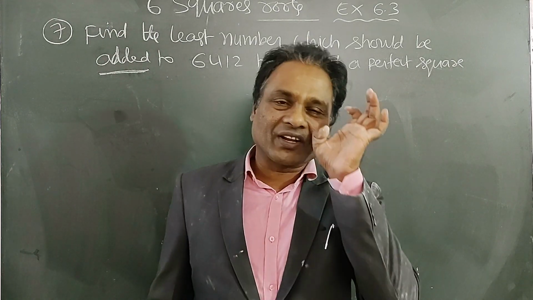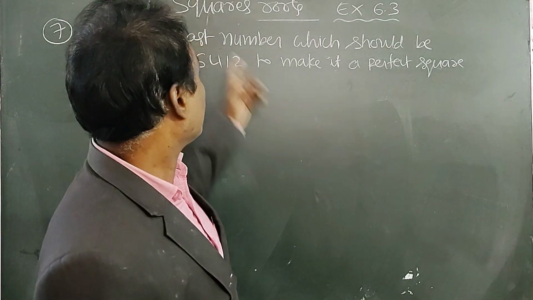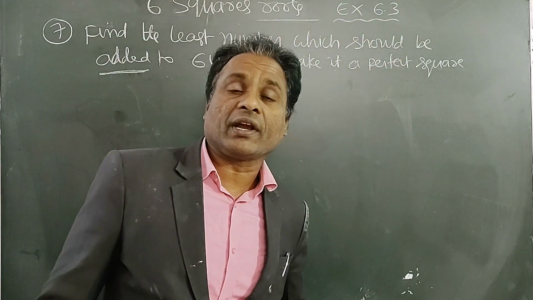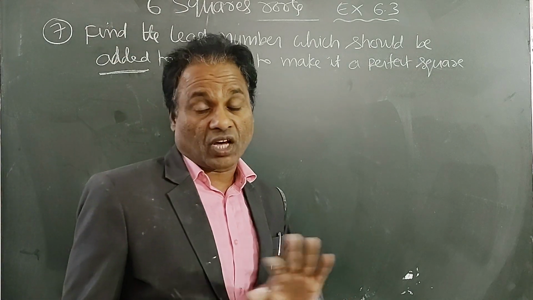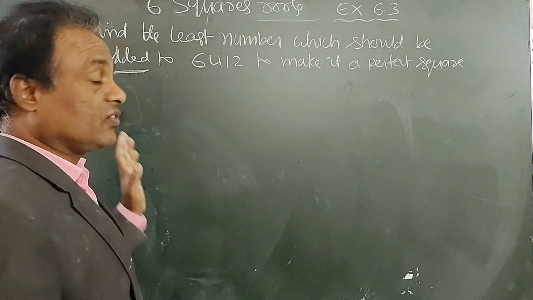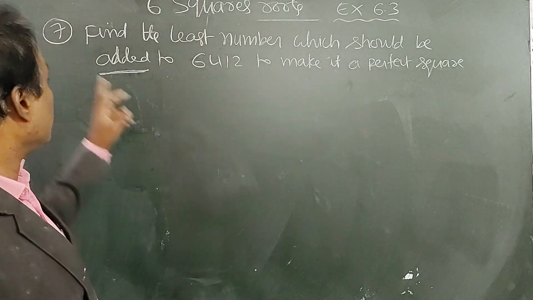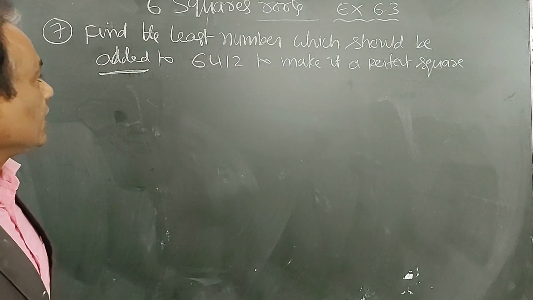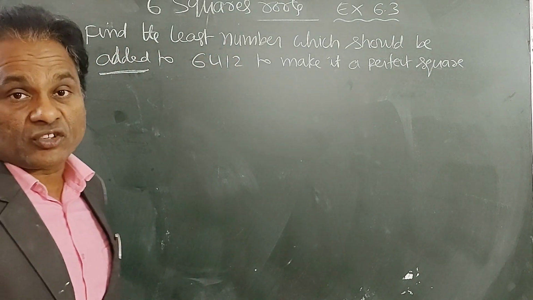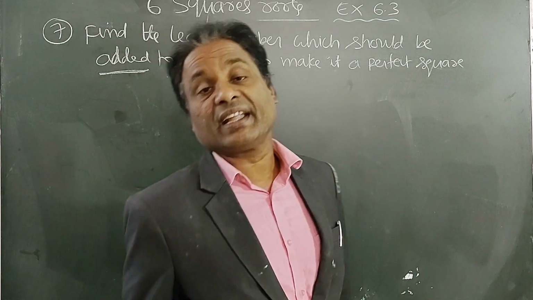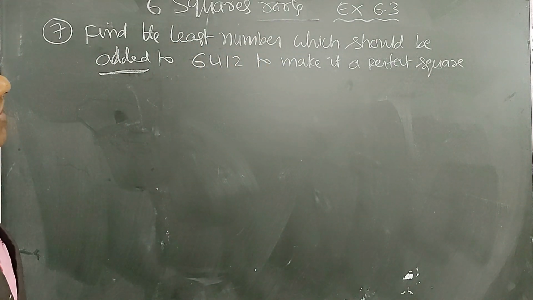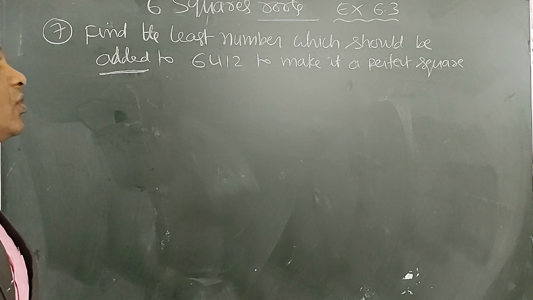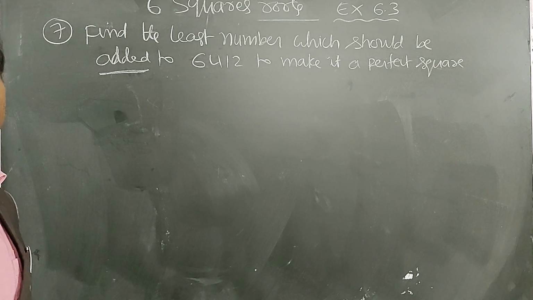Students, we are continuing our square roots chapter. We are in exercise 6.3. Almost we completed first, second, third, fourth, fifth are over. Now 6, 7, 8, 3 problems left. In that I wrote the 7th problem here. All of you open your textbooks and read the 7th question. Find the least number which should be added to 6412 to make it a perfect square.